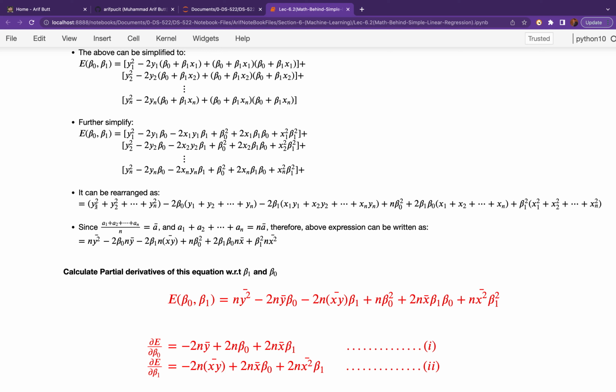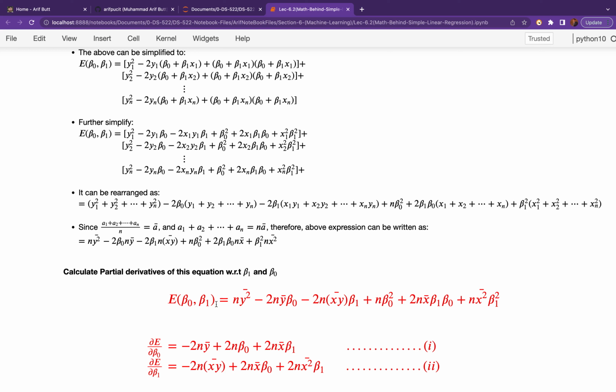You see the first term, instead of the sum of y1 squared, y2 squared so on to yn squared, I have just written n y squared bar. And in the same fashion, this long equation has been simplified to this. Great. So we have come up to this simplified error function equation, and we need to find the derivative of it.